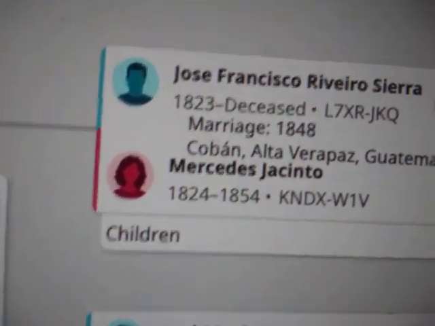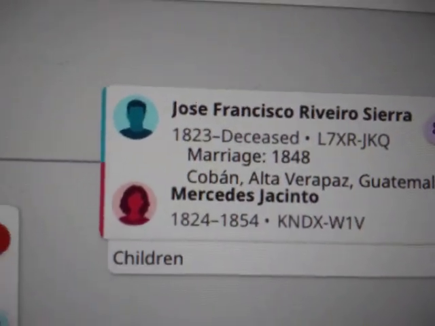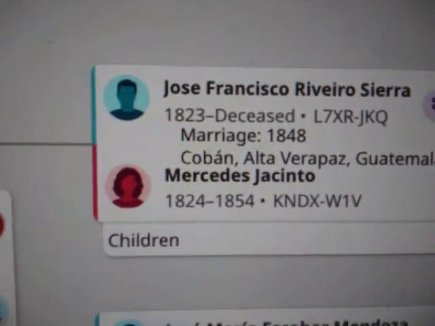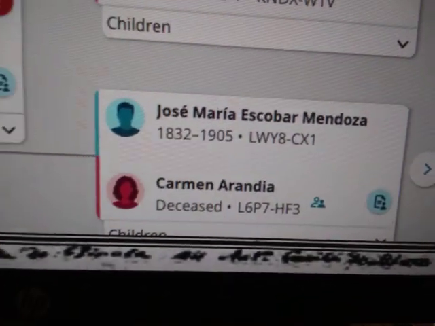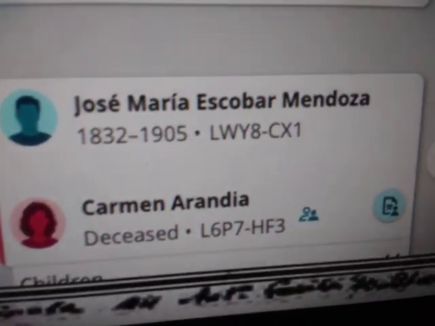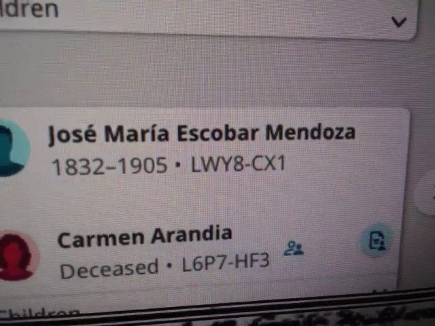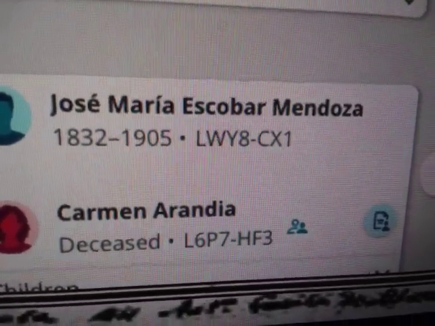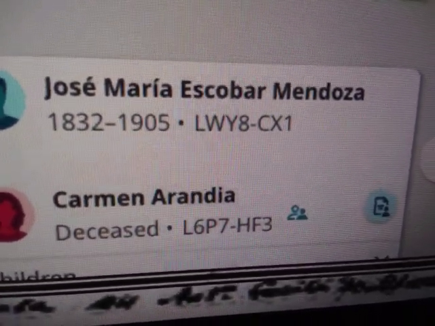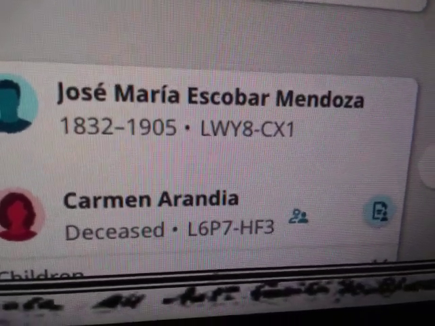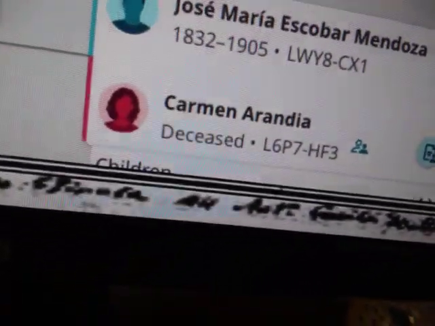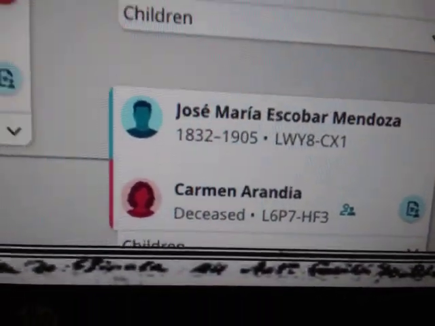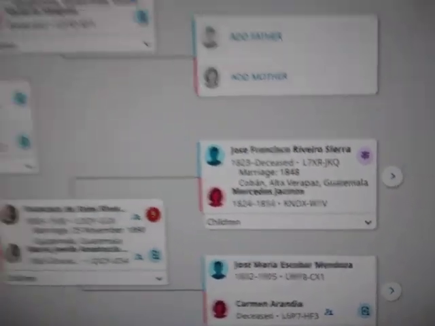And these are Imelda's great-grandparents. And then down here on her mother's side, we have Jose Maria Escobar Mendoza, 1832, and Carmen Arandia. No information about her at all either. Have no clue. So that's pretty much some of the basic stuff.